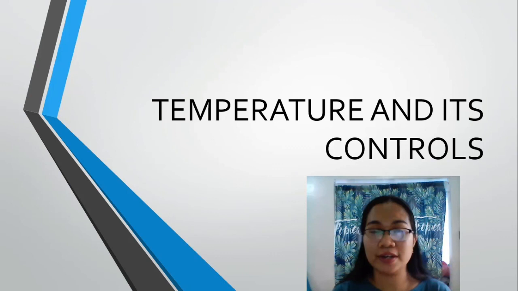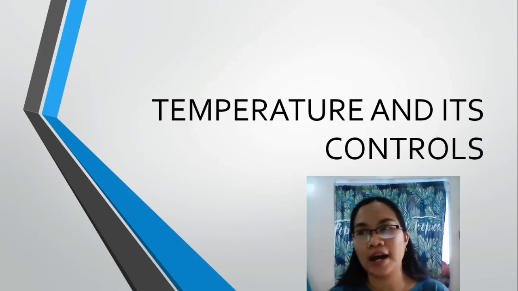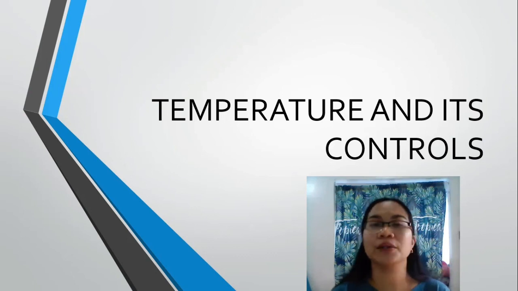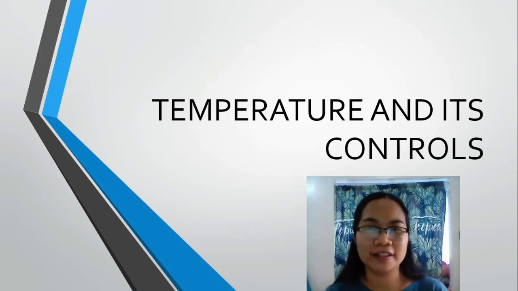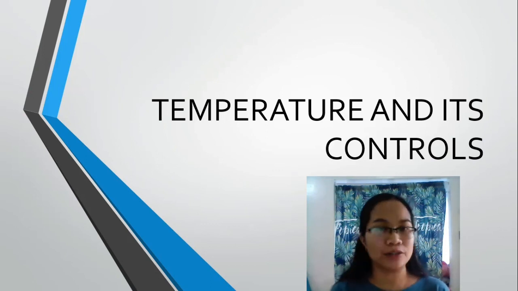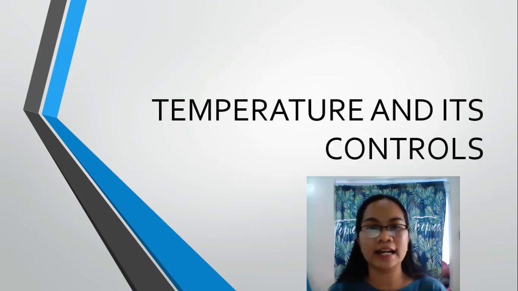Controls of temperature, we have land and water, we also have ocean currents, then we also have albedo or cloud cover. Now you know why we have different temperatures and also altitude and the different factors affecting the temperature. Kahit na nasa Pilipinas tayo, we have varied temperatures from one place to another because of those factors.